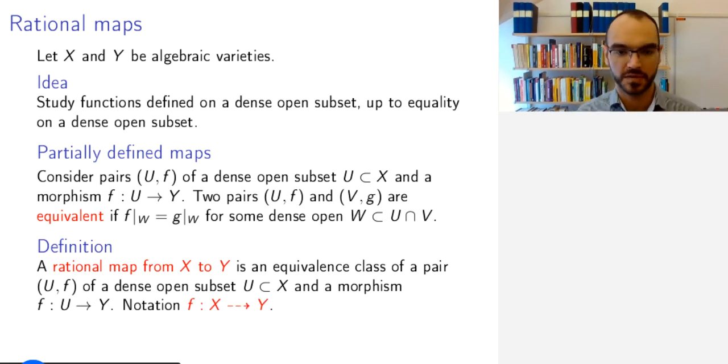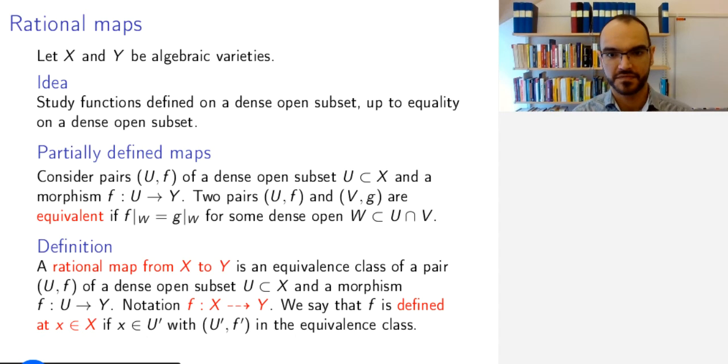The notation for rational maps is writing f colon X dashed arrow Y. And notice that I am writing f for the rational map. So I am picking one f from this equivalence class, and I'm also not including the U. And it will appear later why this is reasonable. So we really think actually about the map f. Everything else is there to make the construction well defined.